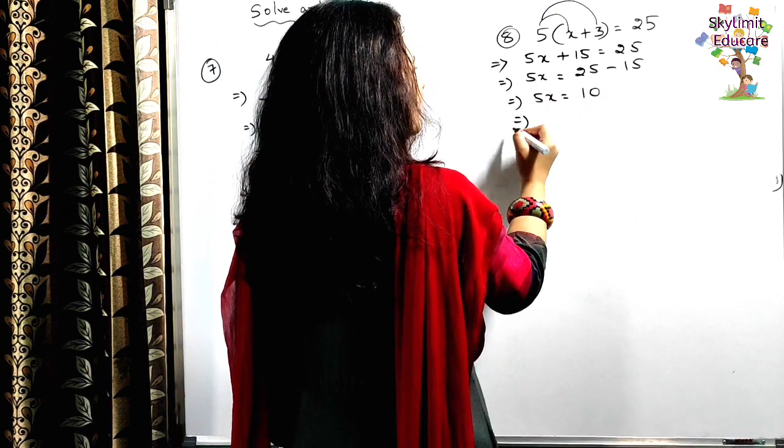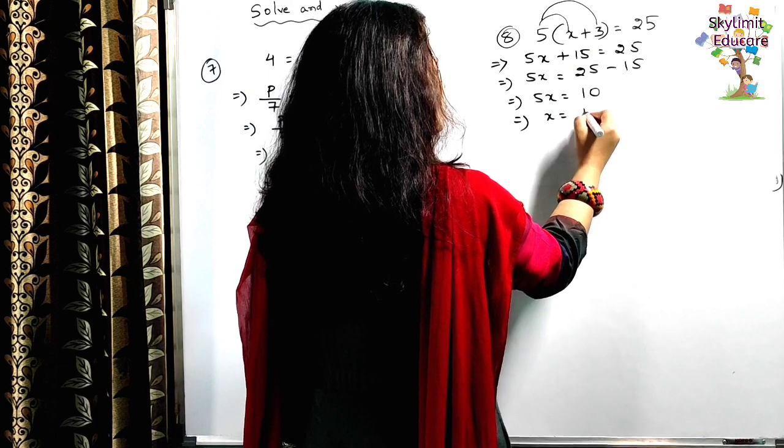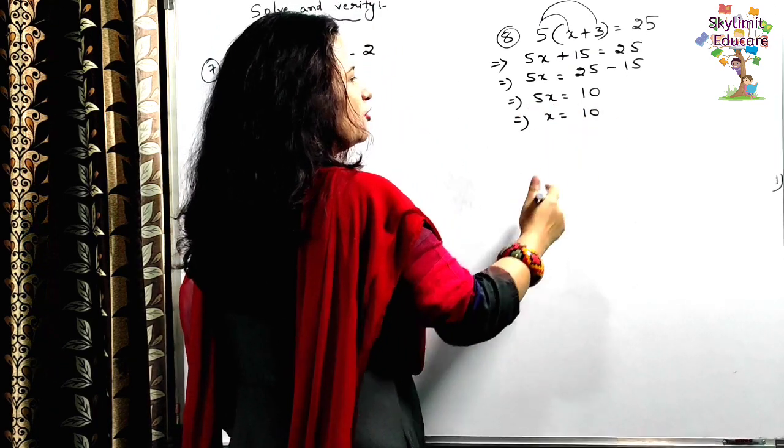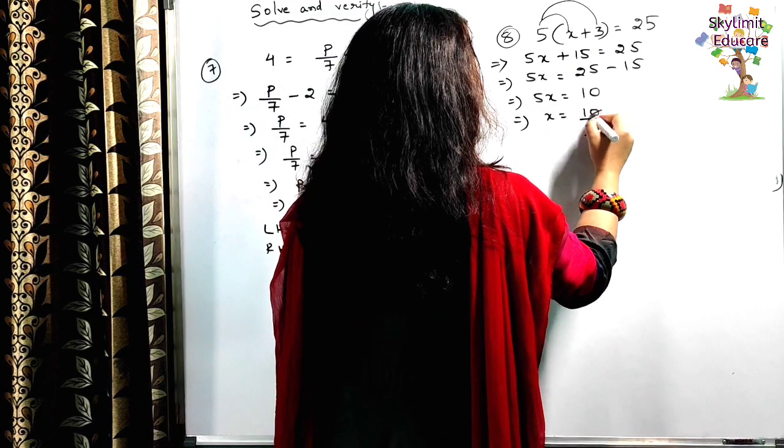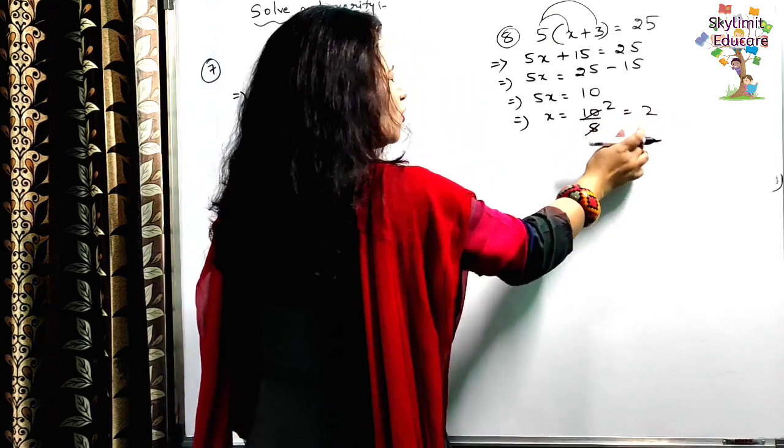10. Now we have x equals to 10 by 5. 5 is multiplied here, so when it goes to the right side, it will be divided. So we have got x equals to 2.